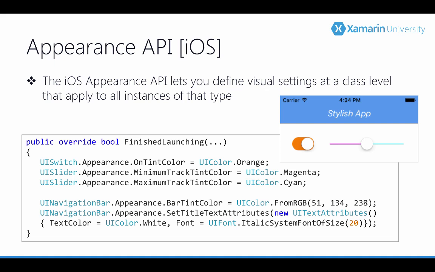Now on iOS, you can use the UI Appearance API to establish default property values for almost all UI view types. So you can apply this in your app delegate code and it will ripple through your UI definition. And on screen here, you can see we're changing colors of the UI switch, the UI slider, and even the UI navigation bar. This is a very powerful and very easy API to work with.